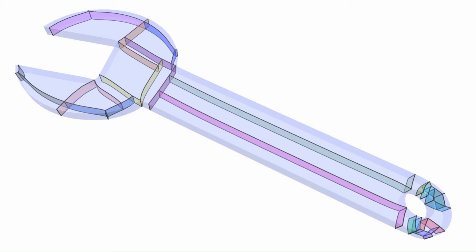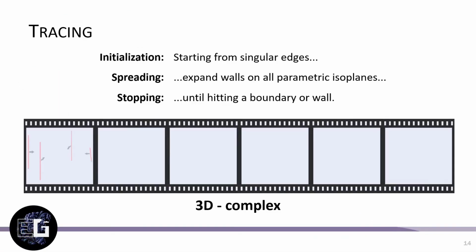But in general, things are rarely that simple in the volumetric setting. Here, singularities are no longer all parallel, but may be perpendicular. Accordingly, the expanding walls can have 3 different orientations.